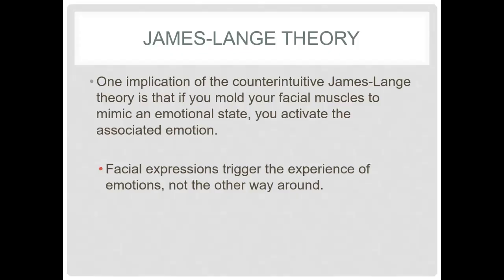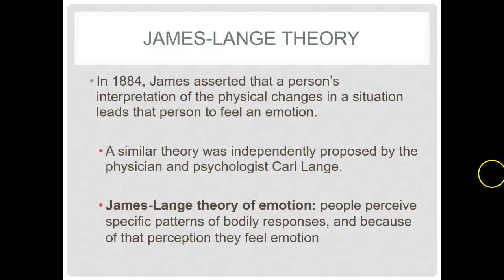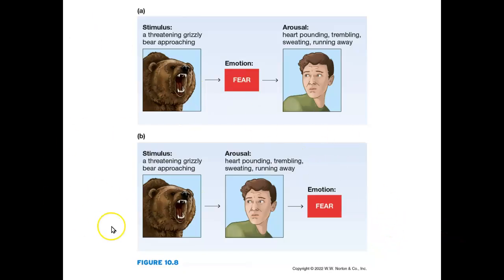One implication: the James-Lange theory would say that it is B. That you see the threatening grizzly bear approaching. Your heart is pounding, you start to tremble, you're sweating, not talking about the feeling yet. James-Lange would say your brain interprets this combination of physiological arousals as the feeling of fear. So you feel fear. According to James-Lange, that's how it works.